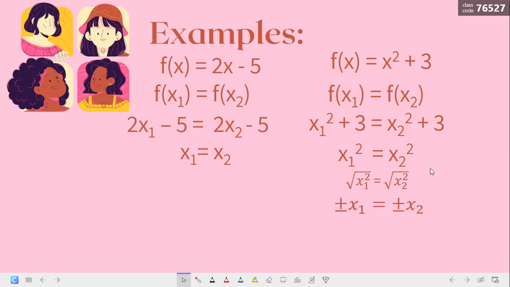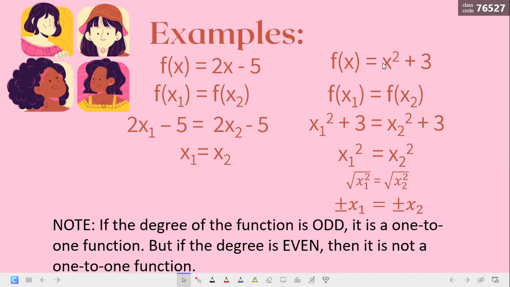So we see roots, right? One positive and the other one negative. Same case on the right side, it is also a square root, so there is a plus or minus sign. So what does it mean? This is not an example of a one-to-one function, because the positive x sub 1 will be paired with the positive and the negative x sub 2. Same case with the negative.